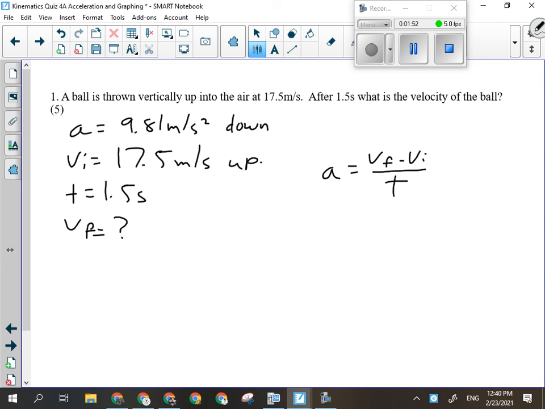So what I need to do here is solve for vf. I'm going to solve for vf by multiplying both sides by t and then adding vi to both sides. So that'll solve for vf. All I have to do then is go 17.5 plus t times a, which is going to be 1.5 times, and this is crucial, negative 9.81.